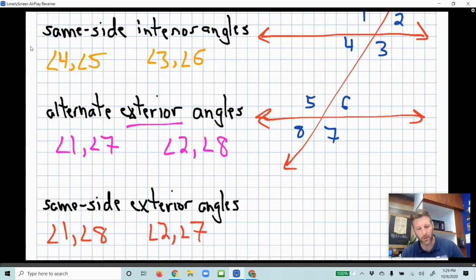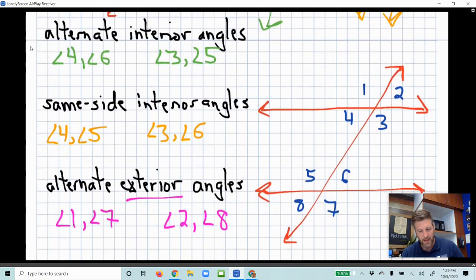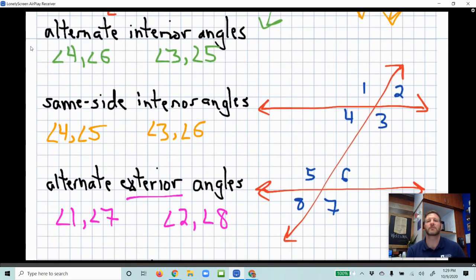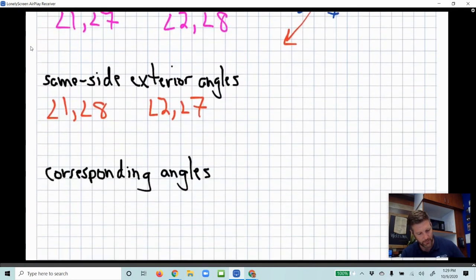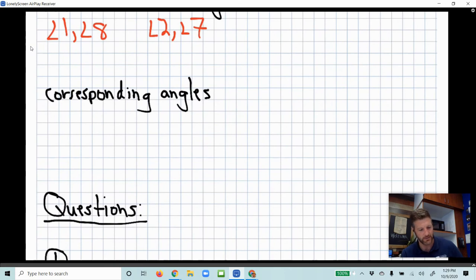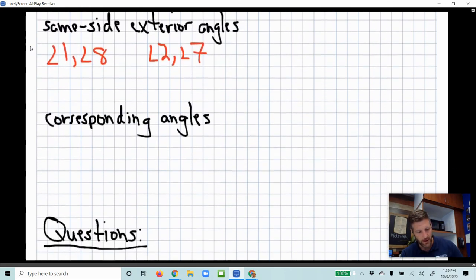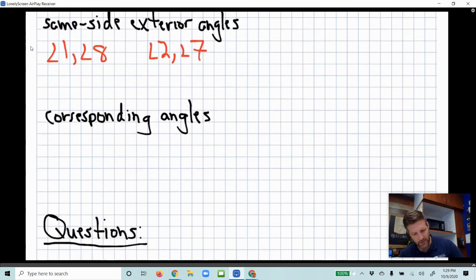Okay, so you're going to want to be able to recognize a transversal and know, if you pick any two pairs of angles, what they are: same side interior, same side exterior, alternate interior, alternate exterior. And we have just one last one. It didn't fit here, but we have this thing called corresponding angles. Maybe I'll just redraw it so I don't have to keep scrolling up and down.